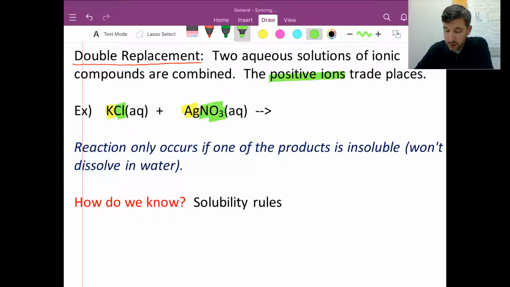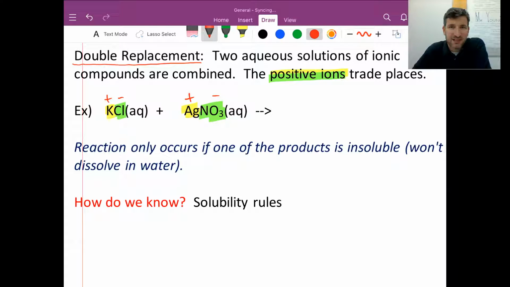Now, when they come together, it says the positive ions trade places, so that's the first thing that we have to understand. The positive ion in the first compound is always going to be the metal, the one that's listed first. So that would be potassium, and then the chloride would be negative. And on the other side, we have AgNO3. What's our positive? It should be silver, and our negative is nitrate.